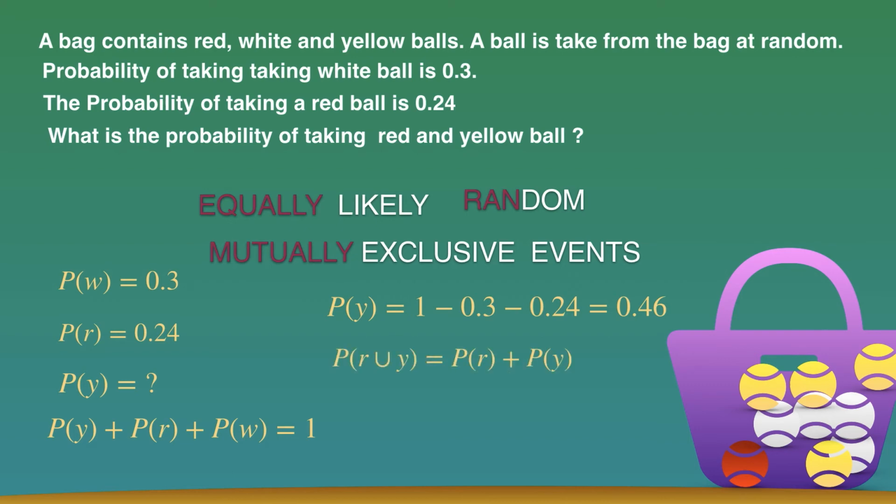Getting red or yellow ball are also mutually exclusive events. So in this case, we can use the OR rule and add the probability of getting yellow and red ball, which is then equal to 0.7.